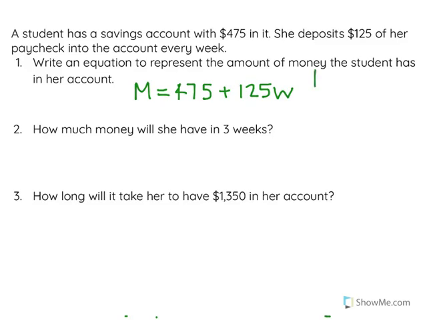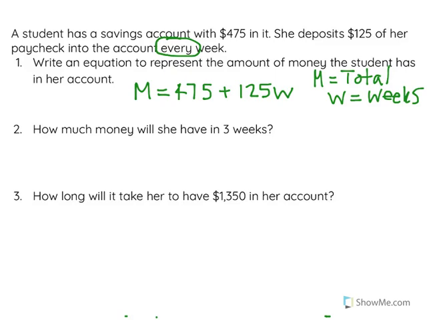So M is the total, and W is the amount of weeks. Whenever we see like every week or per, we know that we're going to stick that variable with whatever we're adding or subtracting. So since we're adding $125 every week, we're doing 125W.